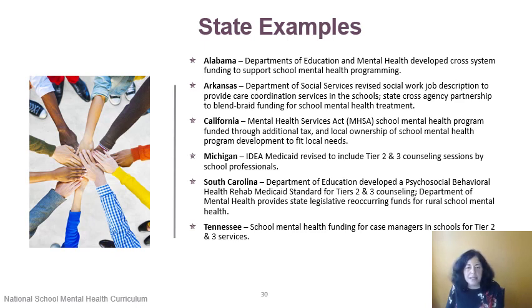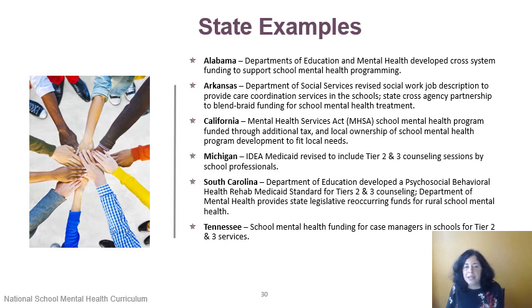Including Alabama's Department of Education and Mental Health, developing cross-system funding to support school mental health programming, Arkansas's Department of Social Services, changing the social work job description to provide care coordination services in schools for all students with a response to intervention for behavioral health plan, and state-level partnerships among the Department of Education, Mental Health, and Juvenile Justice to provide shared funding for Tier 2 and 3 services in the schools.